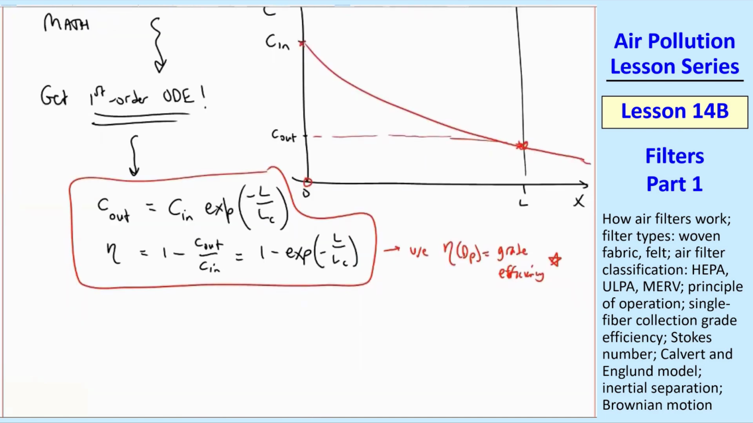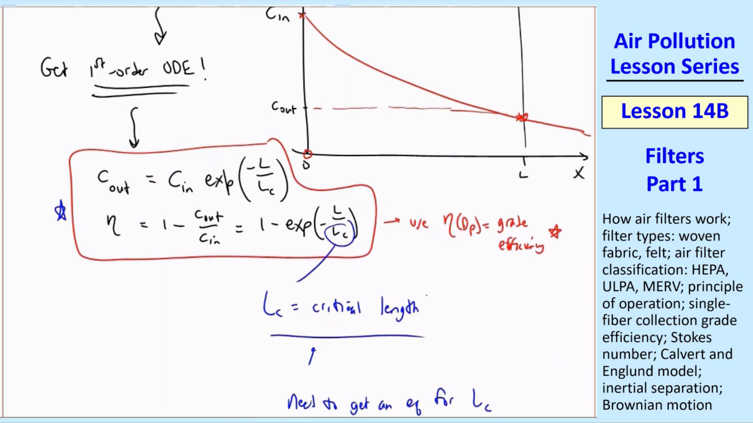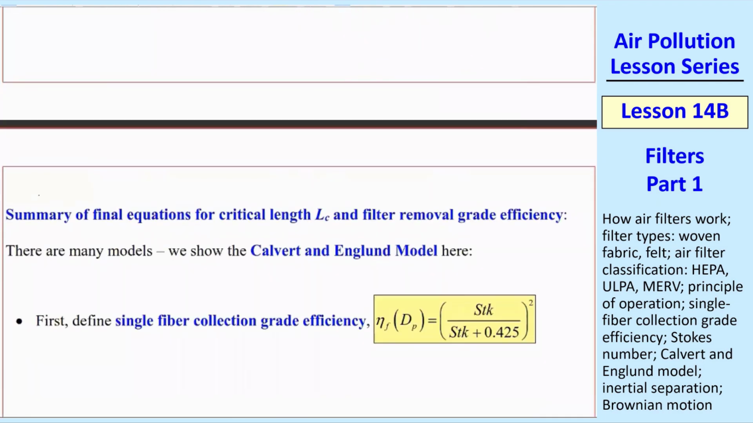The only thing left here is this LC. LC is a critical length. Now you should recognize this. This is exactly the same equation as what we had for gravimetric settling in ducts, where we were able to calculate that critical length analytically. So here it's the same equation. We just have to figure out what the critical length is. So we need an equation for LC in order to be able to use this expression. How do we get LC, the critical length?